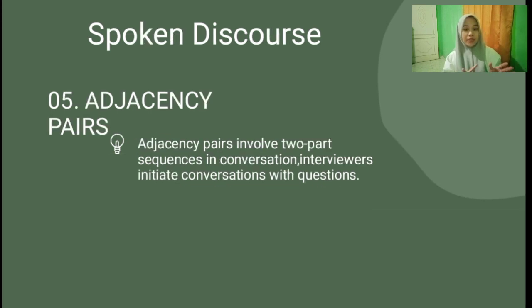Next is adjacency pairs. Adjacency pairs involve a two-part sequence in conversation. Interviewers initiate conversations with questions. Questions are incomplete propositions, lacking elements like who, what, etc. They serve as speech acts, opening a slot for an answer. Expectations in adjacency pairs help both speakers and listeners organize their conversations, providing clues about thought and actions.